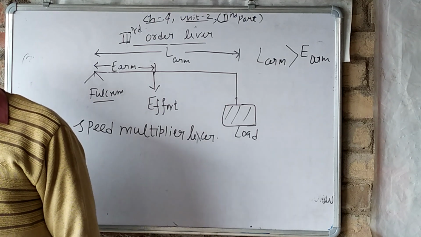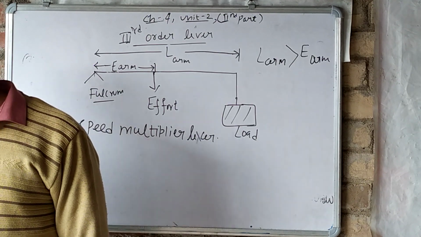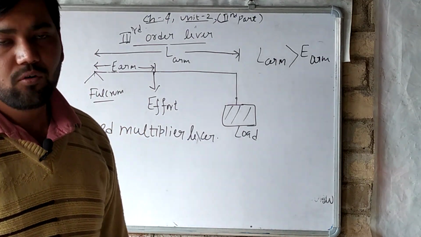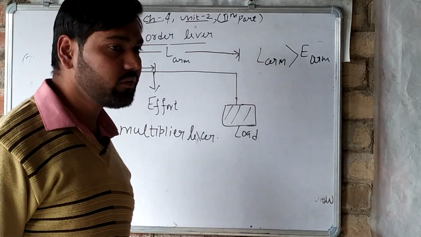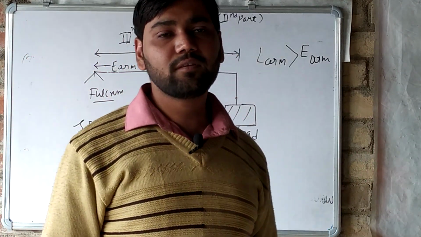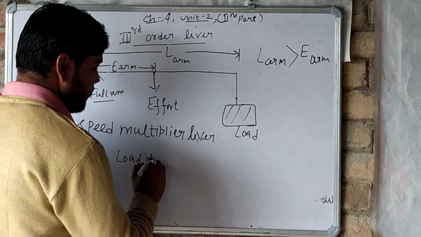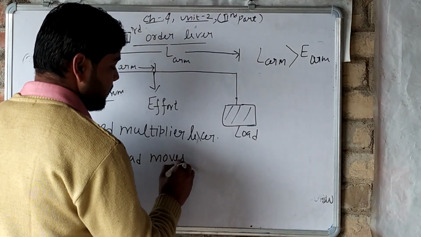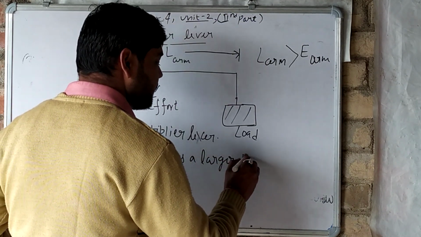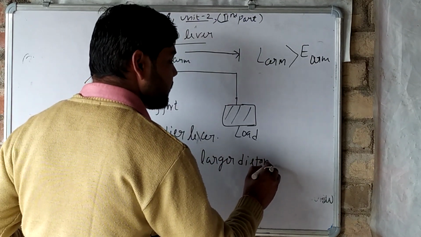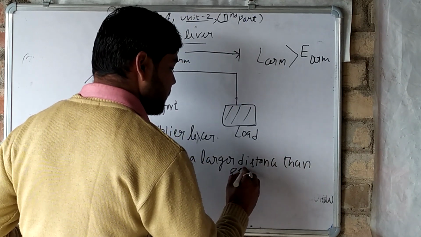This lever is called speed multiplier, as the load moves a larger distance as compared to the effort. So by applying a very less effort, the load moves a larger distance than the effort applied, okay.